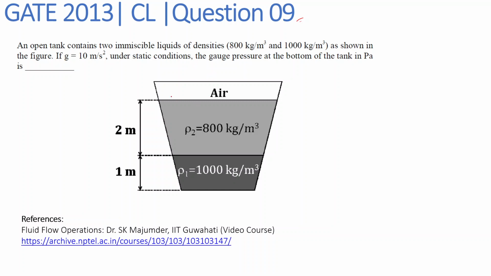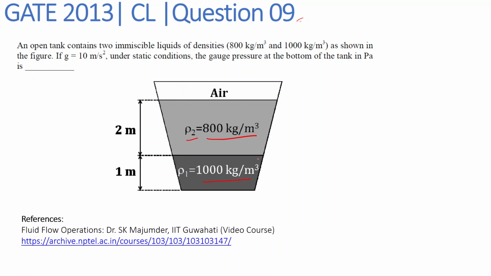So over here, we have been given a tank of this, you can say, semi-conical shape, over which on the top we are having air, then we are having a fluid of density ρ2 is equal to 800 kg per meter cube, and at the bottom we will be having the denser fluid, that is ρ1 is equal to 1000 kg per meter cube.